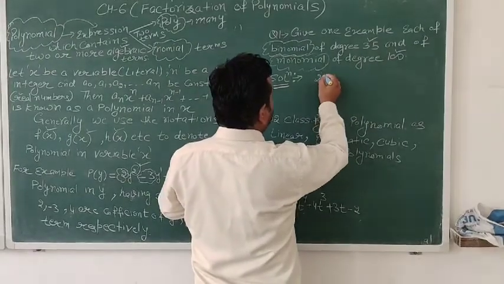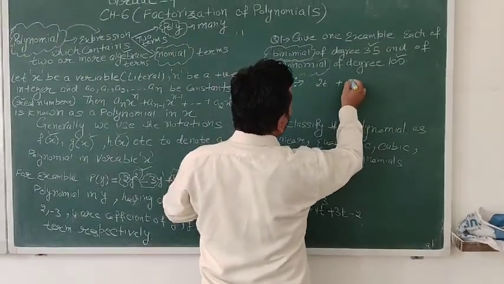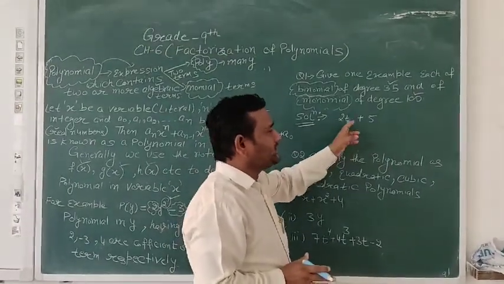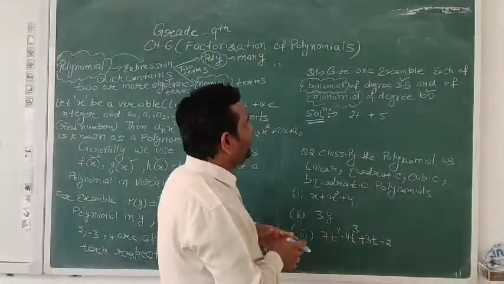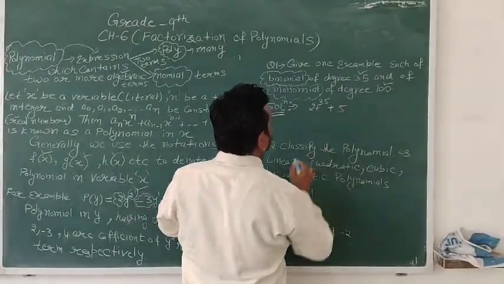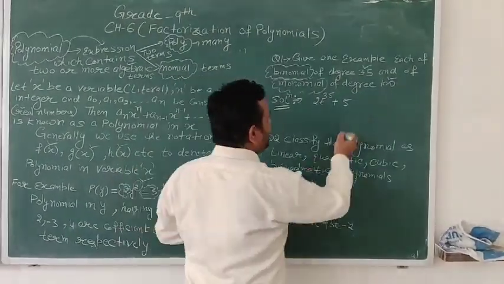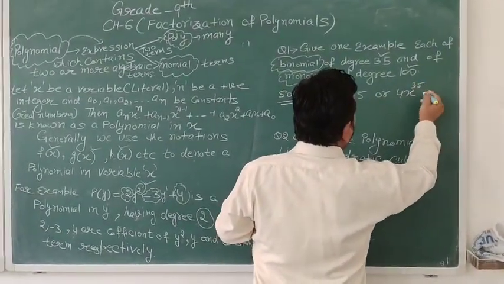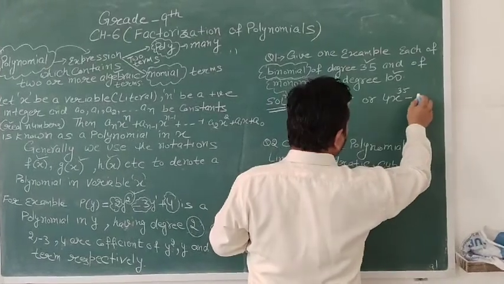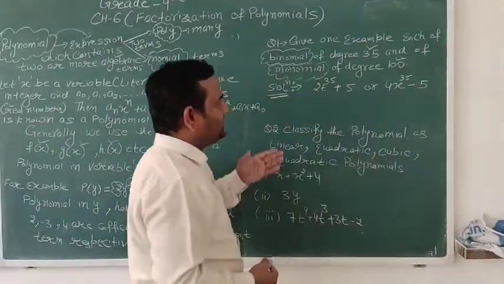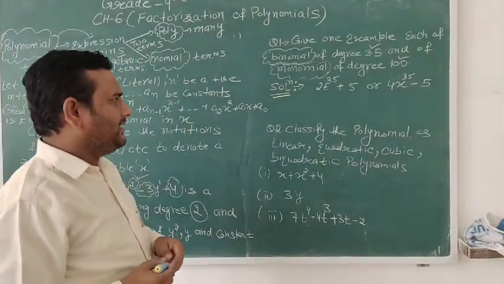I am writing here, students, 2t plus 5. You can see that here we have two terms. So this is a binomial. But we are bound to write the degree. Degree is 35 for the binomial. So I am writing here, students, 2t to the power 35 plus 5. That is your choice. If you want, you can write 4x to the power 35 minus 6, or minus 5, or minus 2. That is your choice. This is also an example of a binomial.